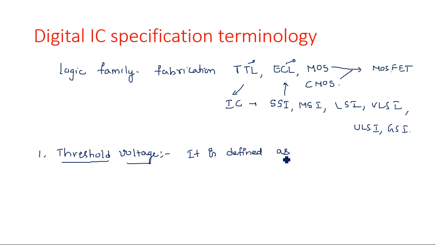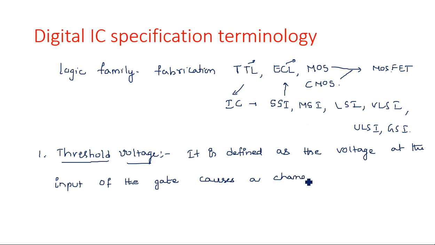it is defined as the voltage at the input of the gate that causes a change in the state of the output from one logic level to the other.